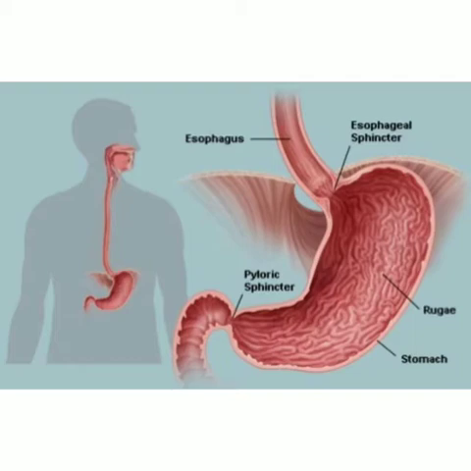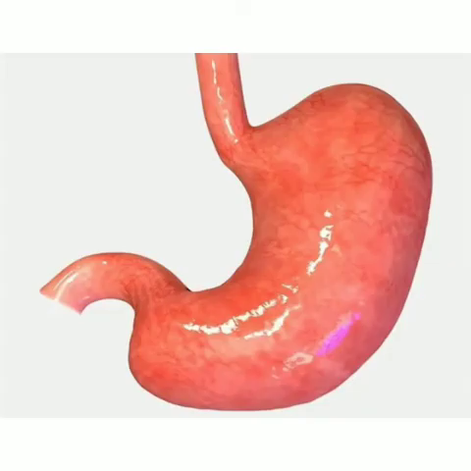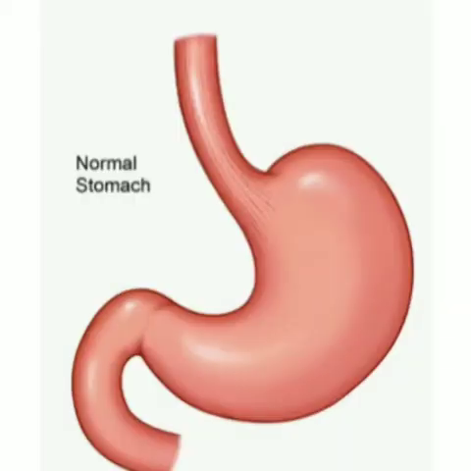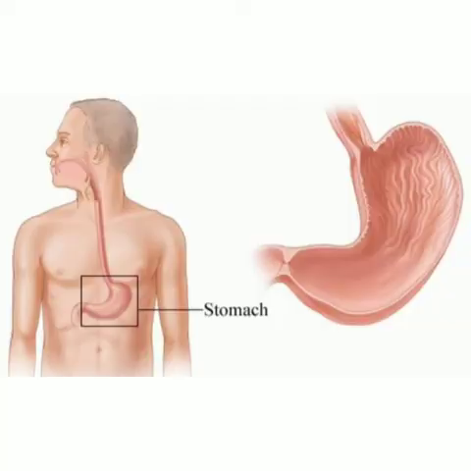What is the stomach? It is like a storage bag. The role of the stomach is as a storage bag. It receives the food from the esophagus and stores it, and it mixes it with the gastric juices. It is in the shape of the alphabet J. This is one of the important parts of the alimentary canal.